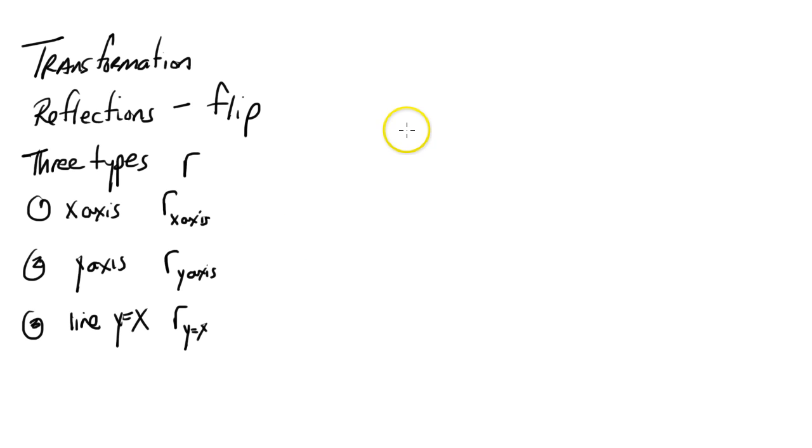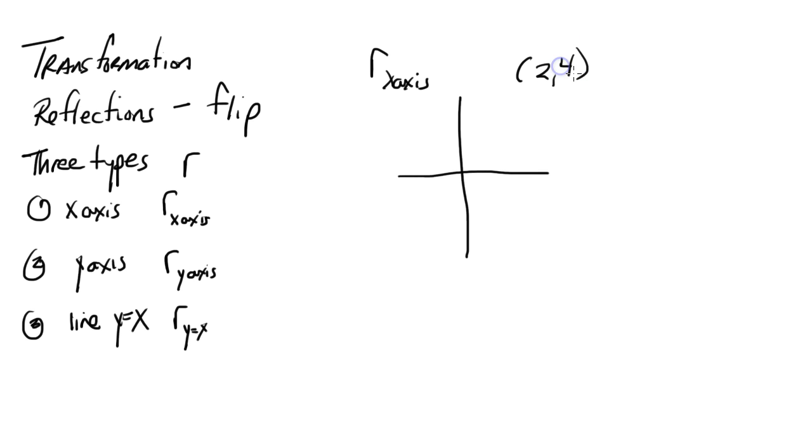So let's get started. These are really easy, okay? Let's do the x-axis one first. If you have a point, we can look at it graphically, and then we'll do it just by looking at the numbers. Let's say we have a point 2, 4. Here's the point 2, 4, and let's call it A. What they want us to do is flip this over the x-axis.